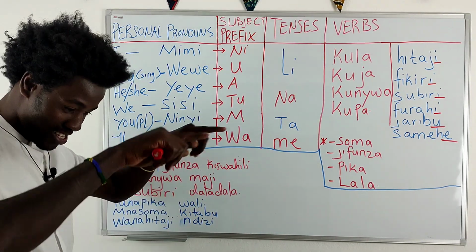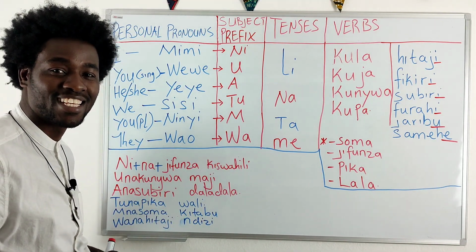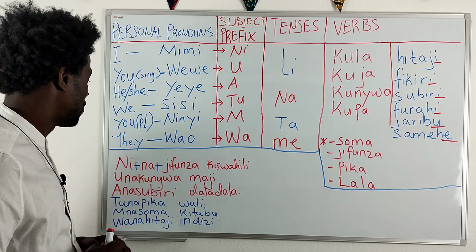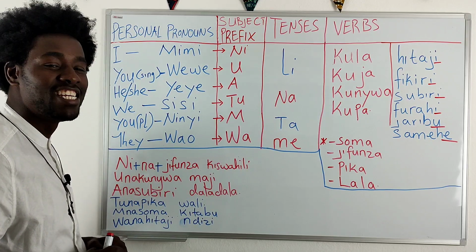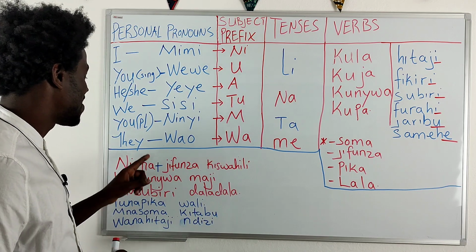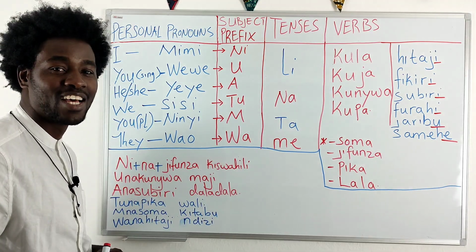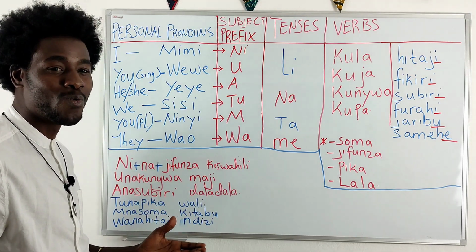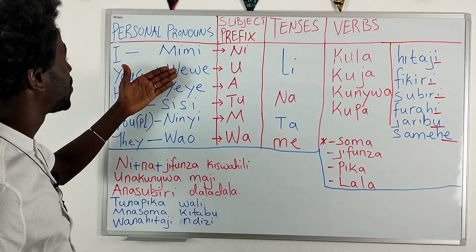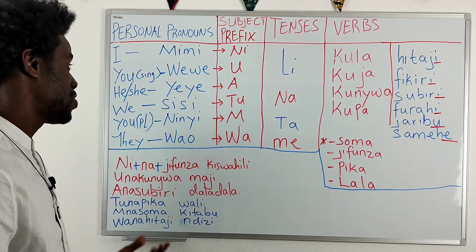And we, sisi. And you for plural is ninyi. And they is wao. Good. So these are the Swahili personal pronouns.